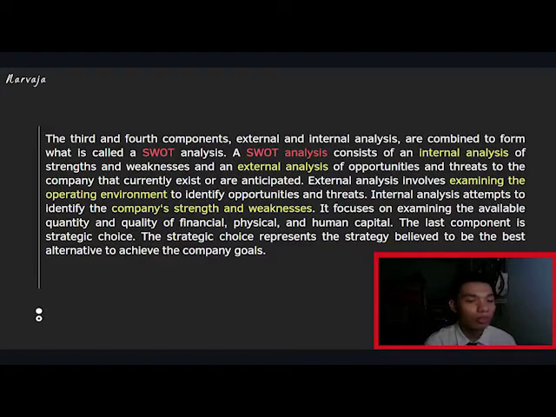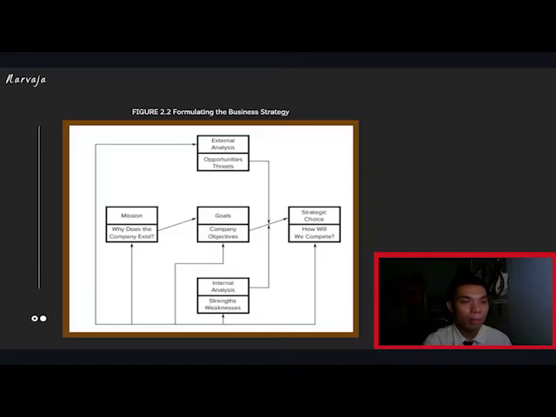The last component is strategic choice. The strategic choice represents the strategy believed to be the best alternative to achieve the company's goals. SWOT analysis is the most renowned tool for audit and analysis of the overall strategic position of the business and its environment. Its key purpose is to identify the strategies that will create a firm's specific business model that will best align an organization's resources and capabilities to the requirements of the environment in which the firm operates.